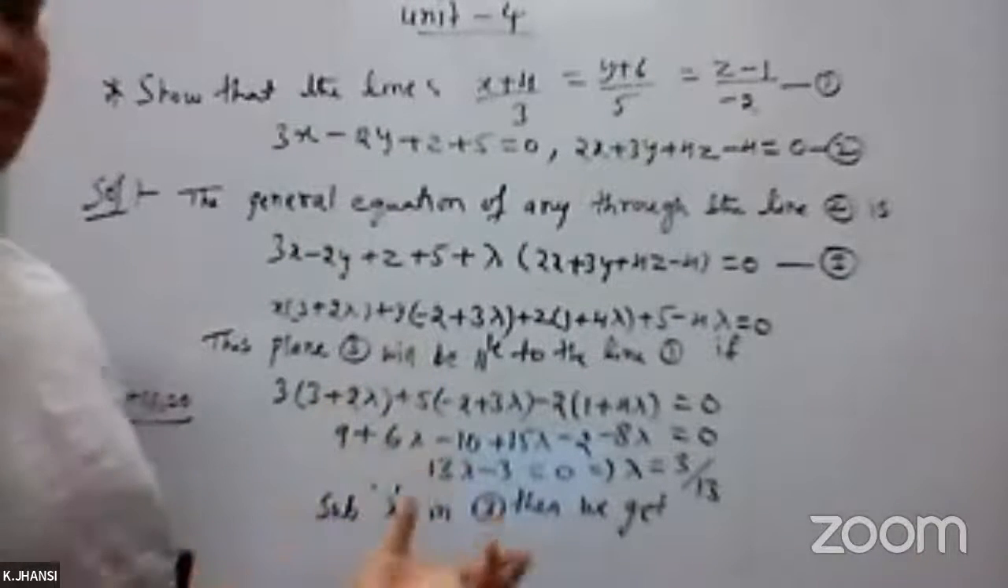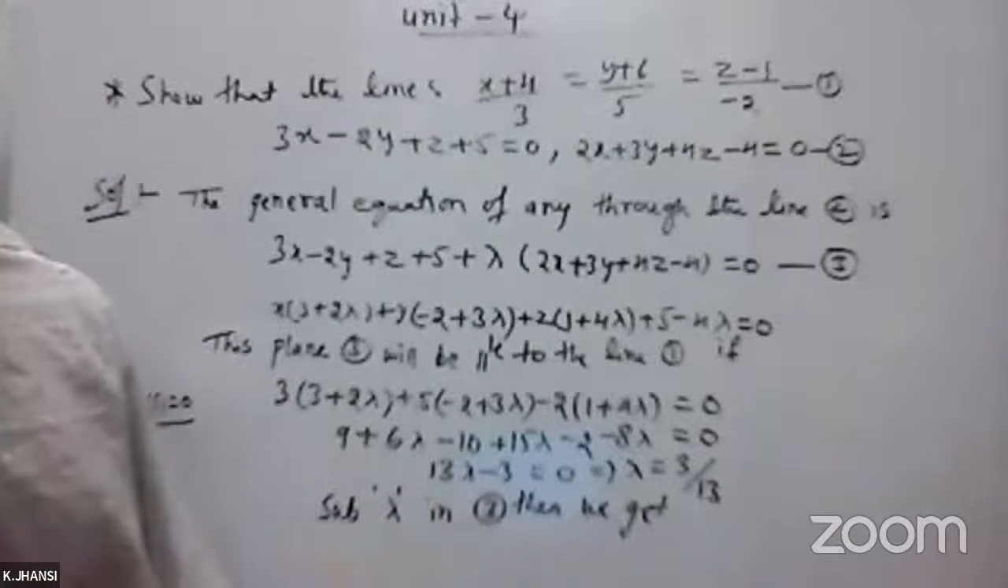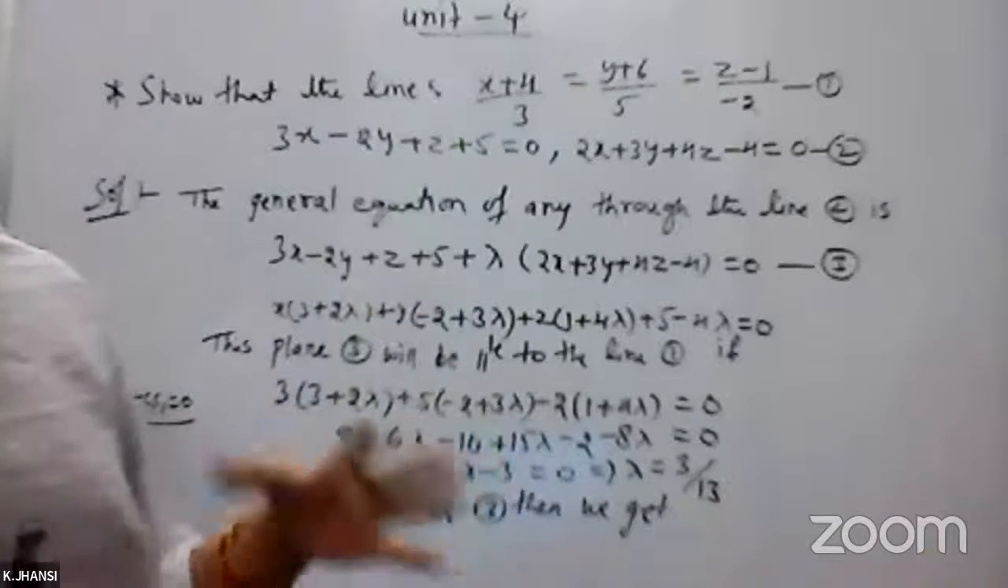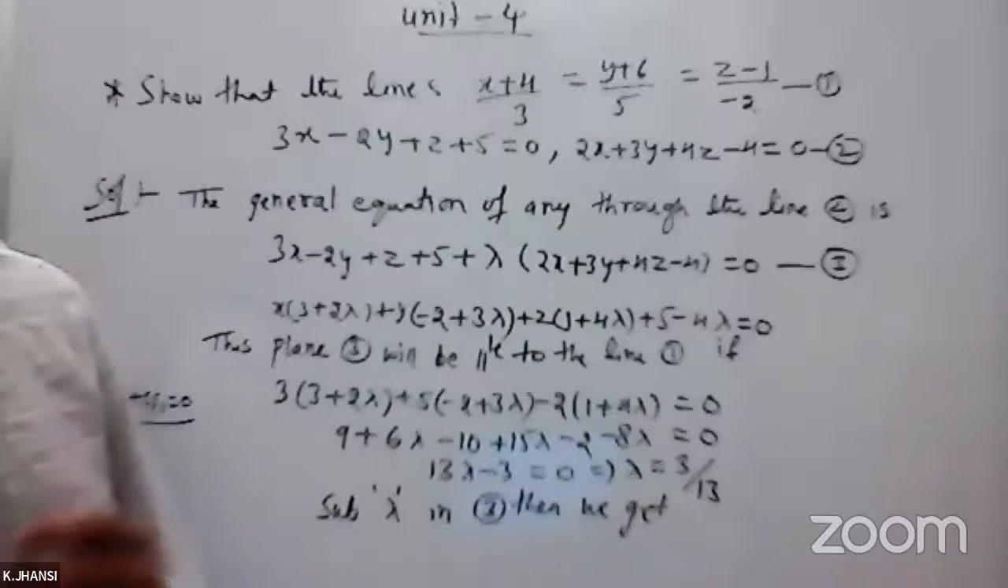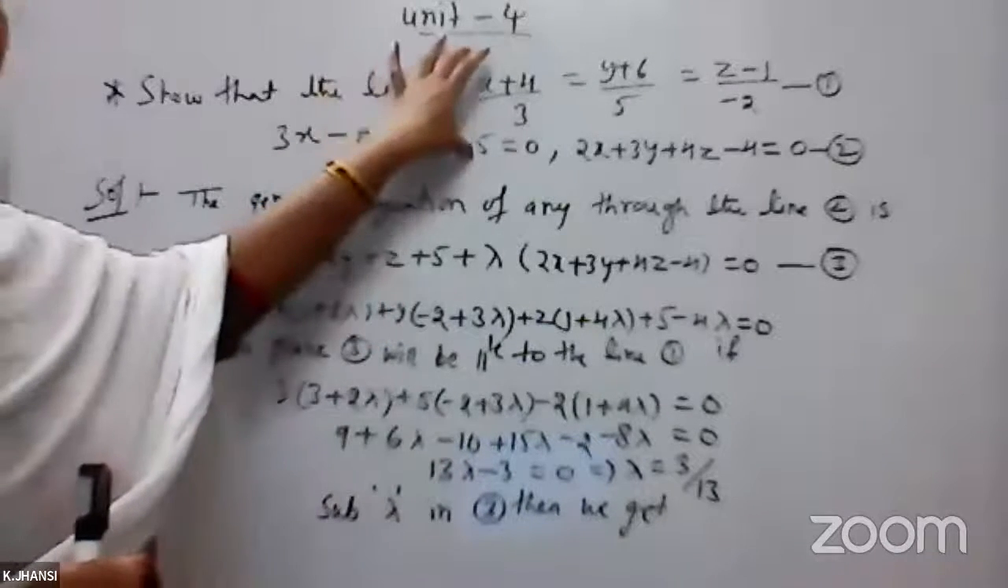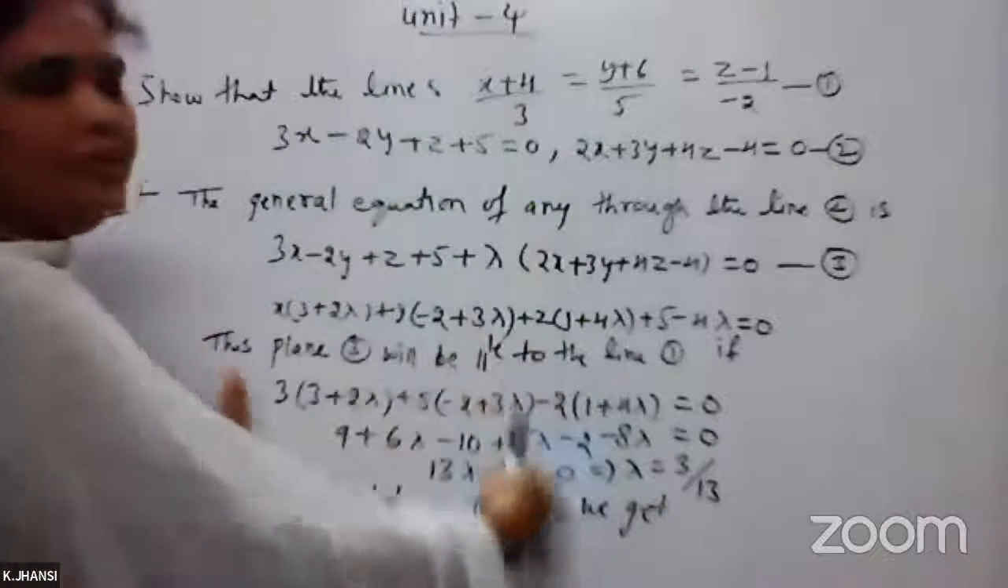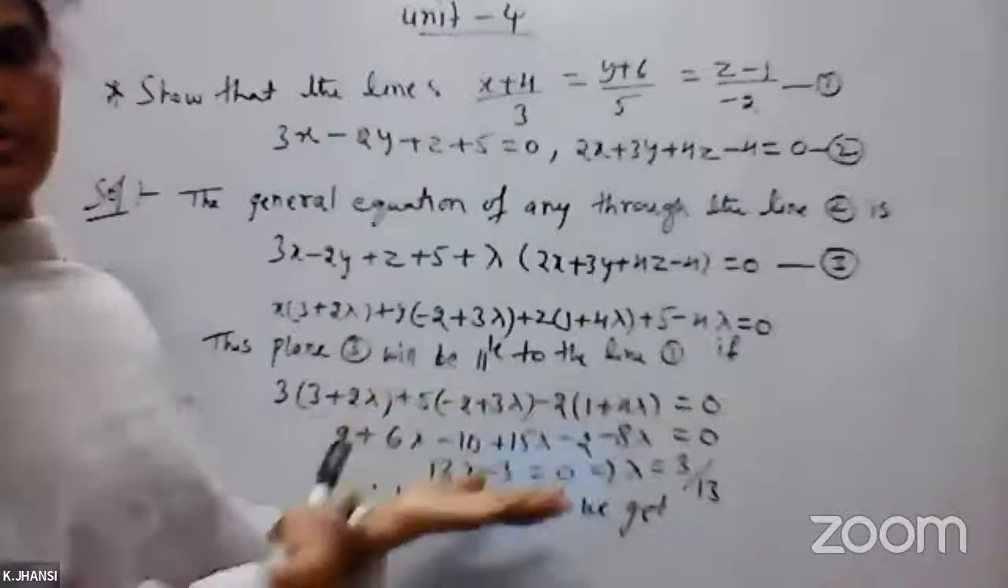Okay. And if you substitute in the formula, that is (x minus x1) by a equals (y minus y1) by b equals (z minus z1) by c, when you substitute there, you will get the line equation in the symmetrical form. Then directly in the formulas, if you substitute, you will get the answer.